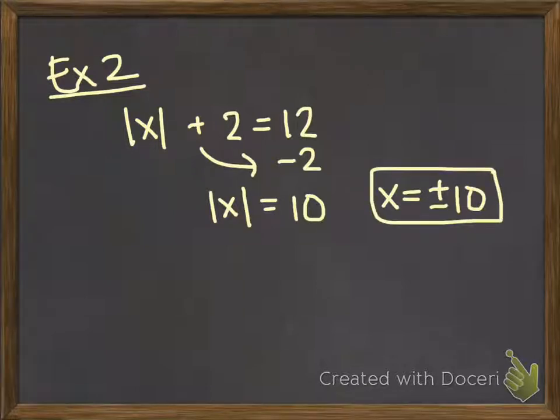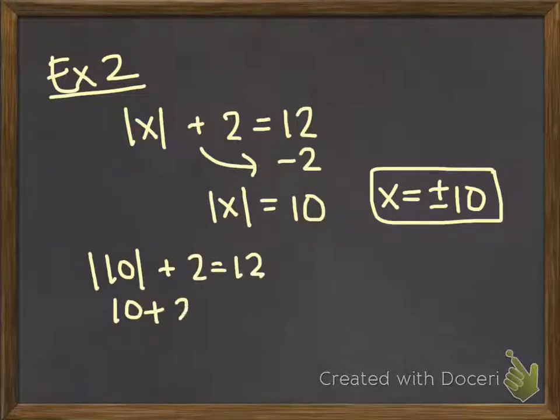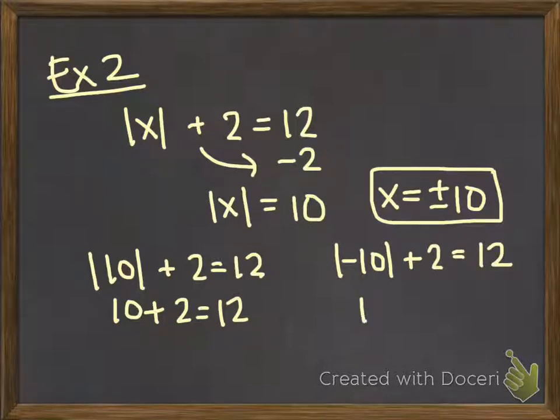Let's check our answers to see if they work. The absolute value of 10 plus 2 equals 12. So 10 plus 2 equals 12, yes, that works. Then the absolute value of negative 10 plus 2, does that equal 12? And yes, that works as well.